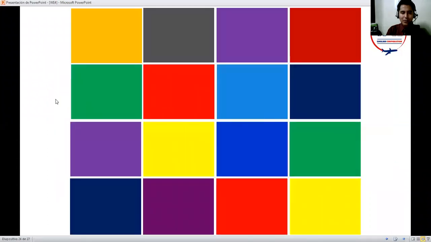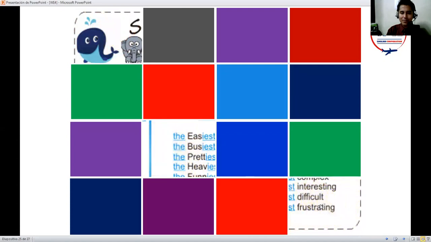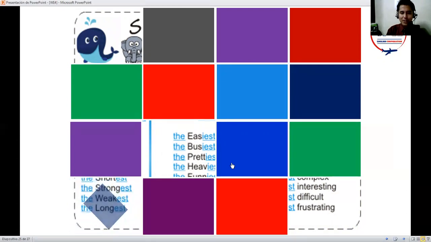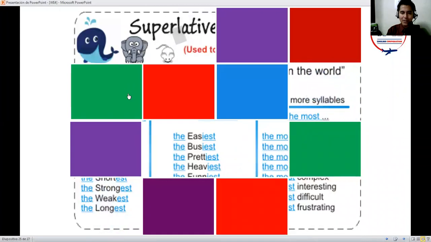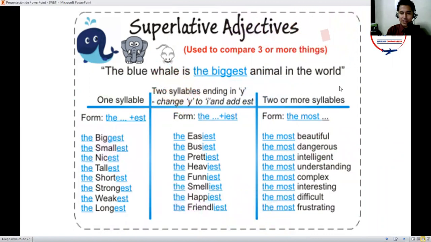Now, here we have many colors. What do we have to do? We have to mention the colors and push them. Then we are going to have the topic of this session. For example, here we have the color yellow. Now you have some words. According to these words, we are going to have the topic. Then here we have the color blue, gray, green, light blue, purple, and red. Okay, and here we have the topic.